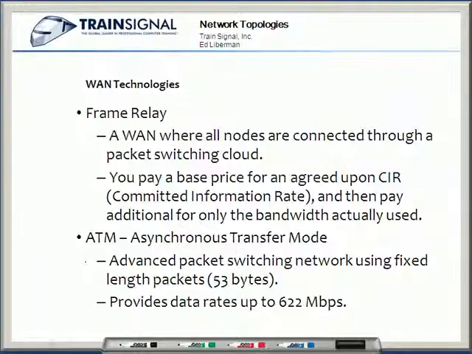So ATM, the main thing I want you to remember is the two bullet points I have here: 53 byte fixed sized packets and data rates up to 622 megabits per second.